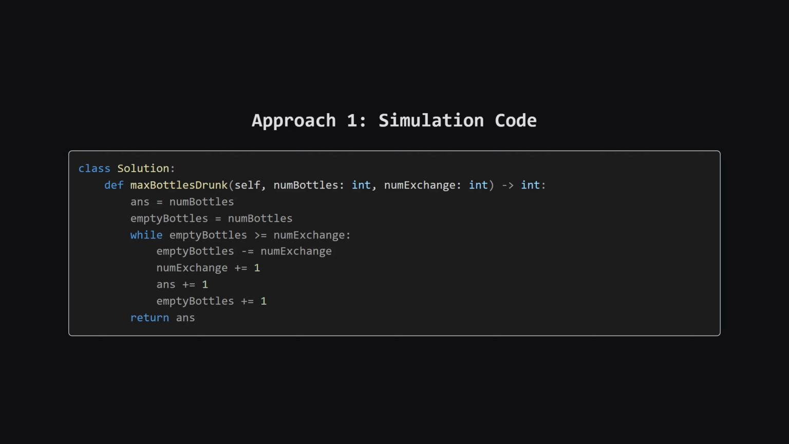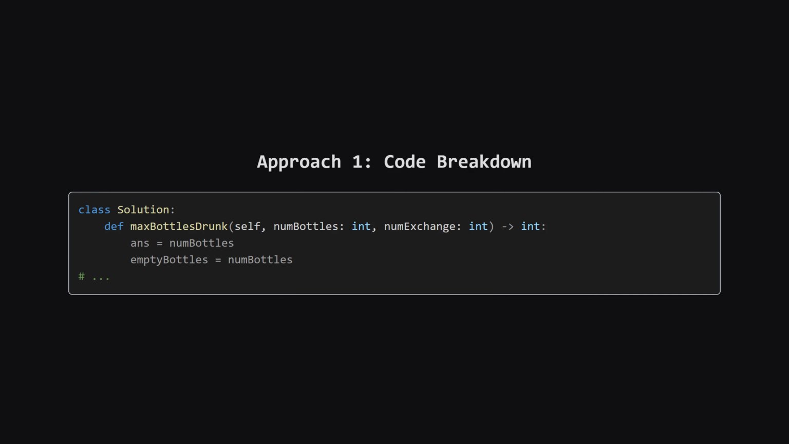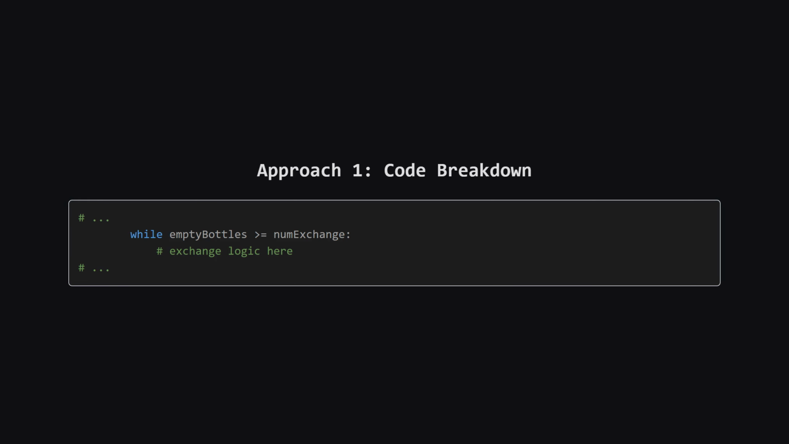It might look a little dense at first, but it's really just turning our step-by-step logic into code. Let's break it down piece by piece. First things first, we initialize our variables. The answer, which we call ans, starts at numBottles, because we're definitely going to drink all the bottles we begin with. And since we drink them all, the number of empty bottles we have is also equal to the initial numBottles.